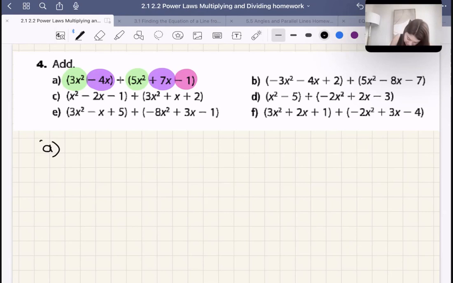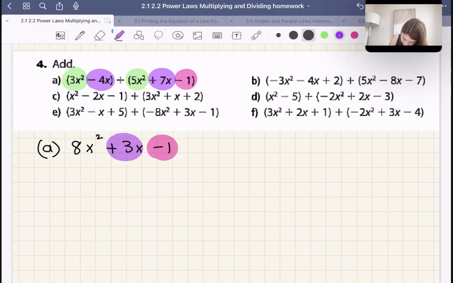So for A, the answer would be, well, let's see, let's add up the greens. So 3x squared plus 5x squared would be 8x squared. And then let's see, negative 4x plus 7x, that would be plus 3x. And then minus 1, we just copy down. So actually, I'm going to color code these according to where we got them from as well. I think that'll be useful. So we can kind of see which part of our original question each of these were from. Very good. Okay, let's do the same with B.